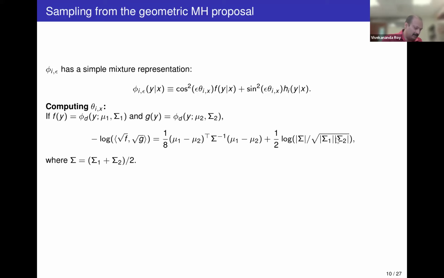If both F and G, these directions, are normal, then these thetas are available in closed form. The inner product and the angles are all available in closed form. And if they're not normal, which is generally not the case, since we'll generally be using normal random walk and normal G_is, this is available in closed form. If not, there are many ways things can be done. One is we can see that these inner products can be written as an expectation with respect to G or F. So we can compute this by, say, importance sampling.